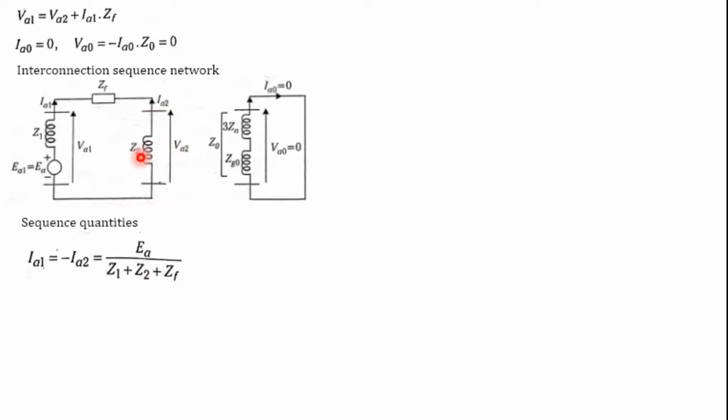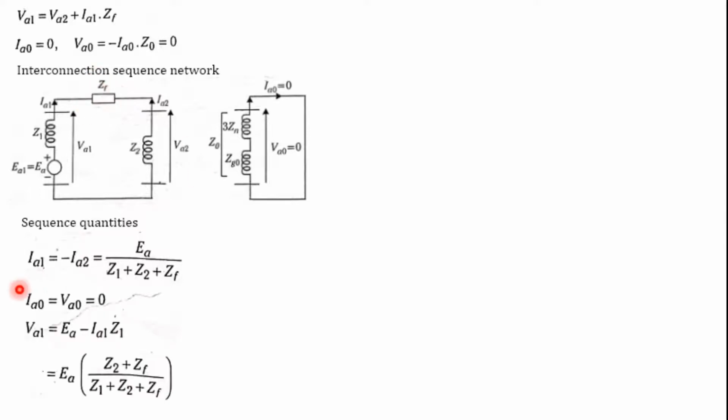So from this we can write the sequence quantities. IA1 is equal to minus IA2. So what is the source EMF? EA divided by total impedance, that is Z1, Z2 and ZF. It is not 3 times ZF, we just have to see that. And already we know that VA0 and IA0 are equal to 0.